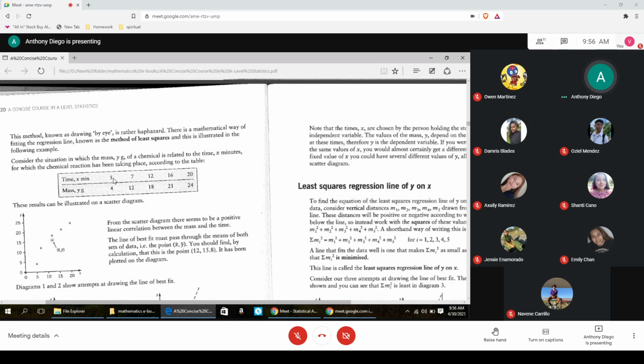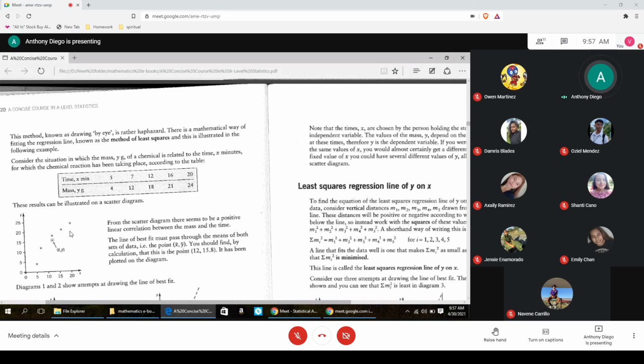Then you're going to be plotting 5 to 4, so you go 5 here to 4, that's the first point. Then 7 to 12, so this point here is 7 to 12. Then 12 to 18, so this point here will be 12 to 18. And then we have 16 to 21, which is this other point, and then 20 to 24, which is this point.